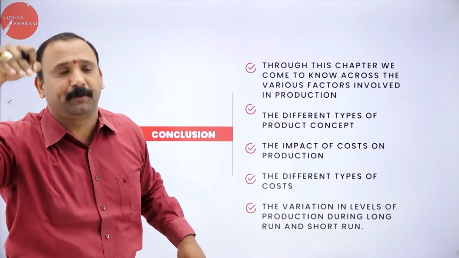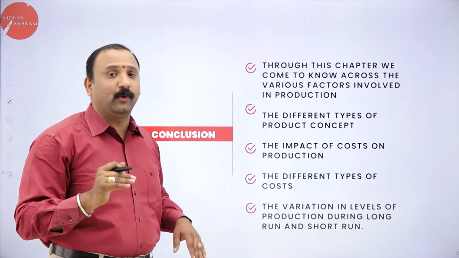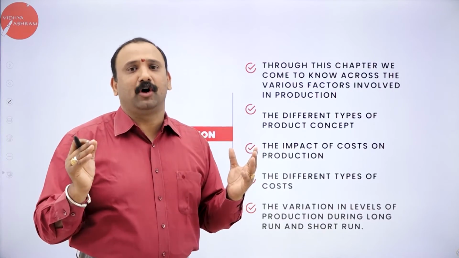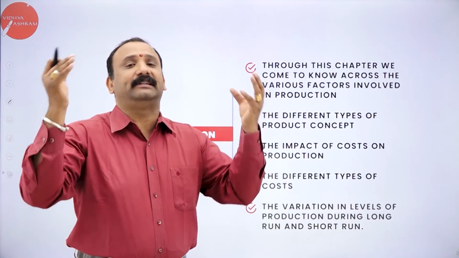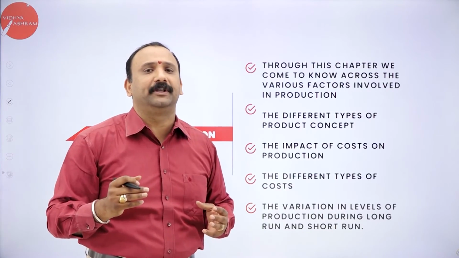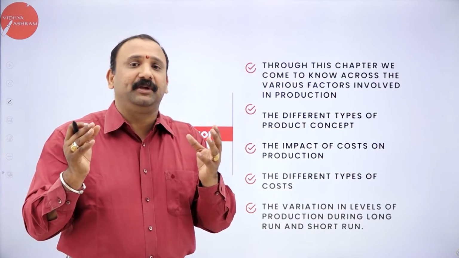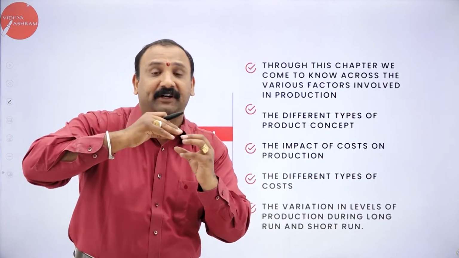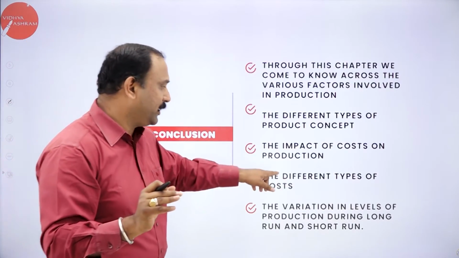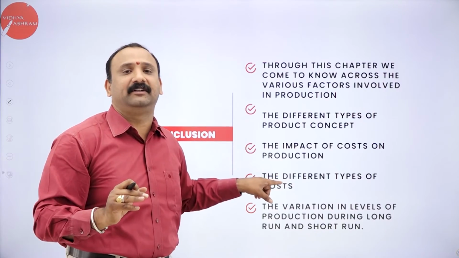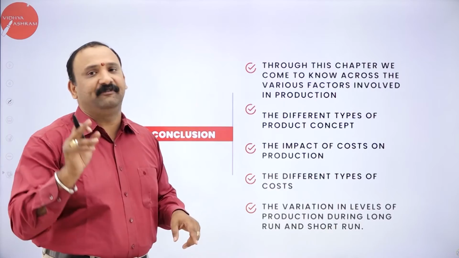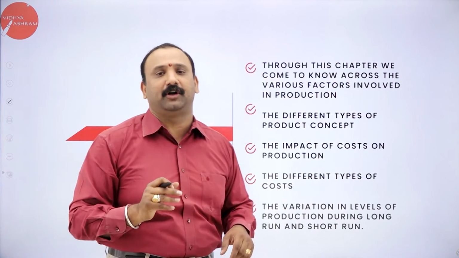these costs on production. Next, we also try to understand the different types of cost itself. Total cost, average cost, all these factors are the different types of cost that we were trying to understand. Why do these costs come into the picture? Because not every industry will just go with one final price. There are different types of pricing, different types of costs that will affect the production. So we also try to understand those factors when it came to cost and production. The last one, variation in levels of production during long run and short run.